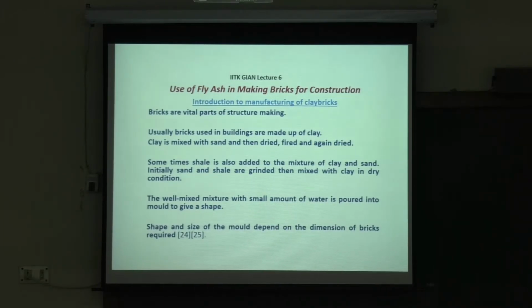So they are molds. So you make them and then mold and then compaction. So compaction mold, okay? And then you remove them from the mold and then you heat them. Shape and size of the mold depend on the dimensions of the bricks required. So you can have bricks different types.